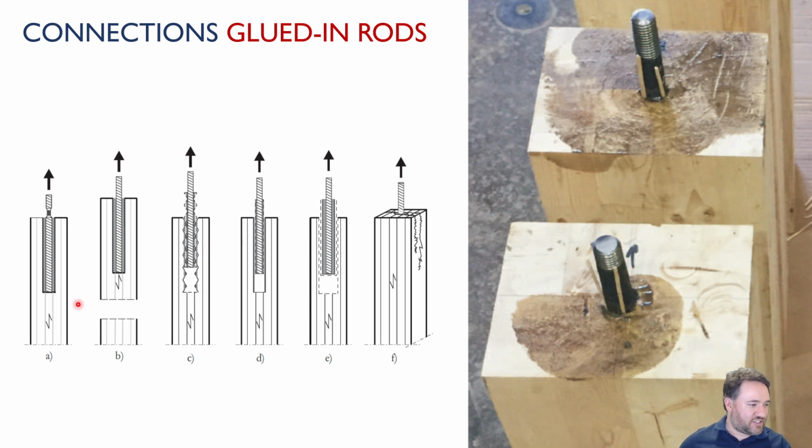And this is just showing the different kinds of failure mechanisms that you can have with these glued-in rods. I can have failure of the rod in yielding. I can have failure of the net section of the piece of wood. I can fail in the wood. I can fail in the glue. Or I can get this kind of splitting failure.